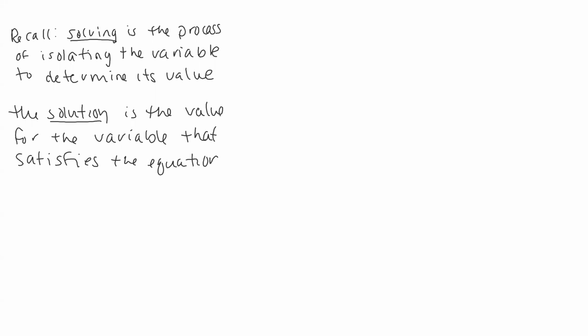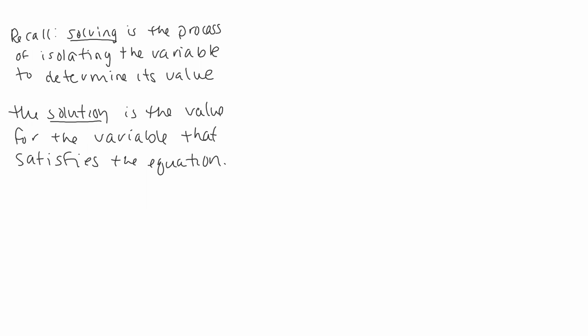So the solution is kind of the end result of the solving process. So solving, we're isolating the variable, we're undoing what has happened to that variable in hopes of getting the solution, which is the value for the variable that satisfies the equation. And all we mean by satisfies the equation is we're looking for the value that when we plug it into the equation, it makes the left and the right hand sides of the equation equal, okay?